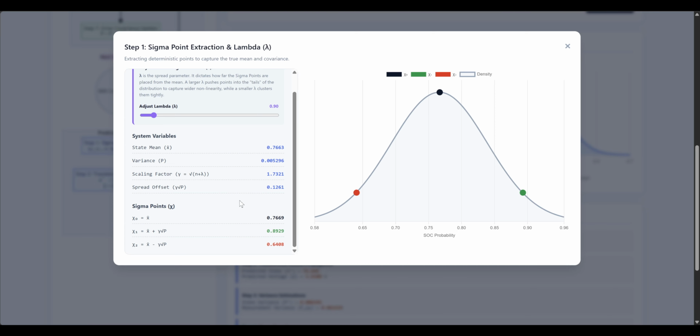With the help of this, you can design any system that you want for the Unscented Kalman filter for SOC estimation. So this is all for this particular video.